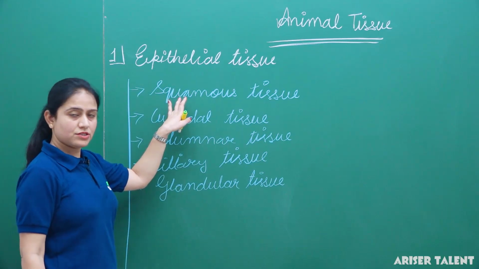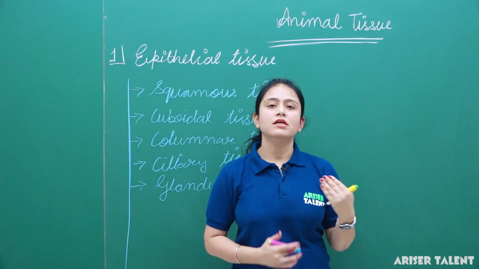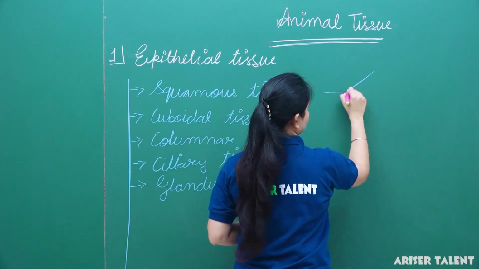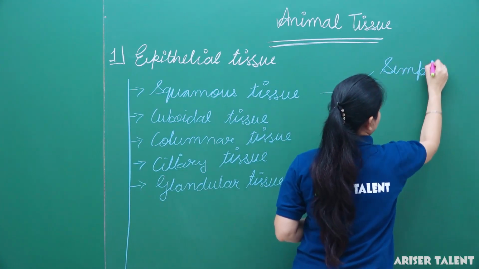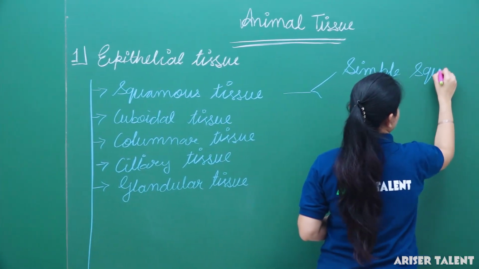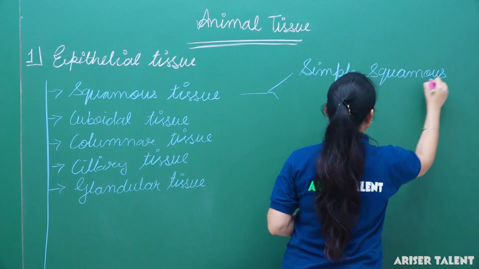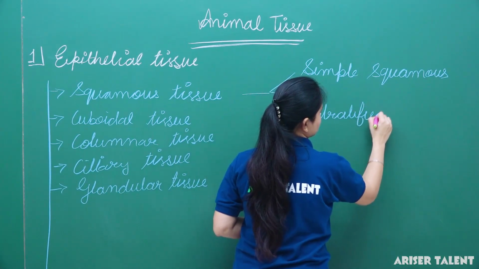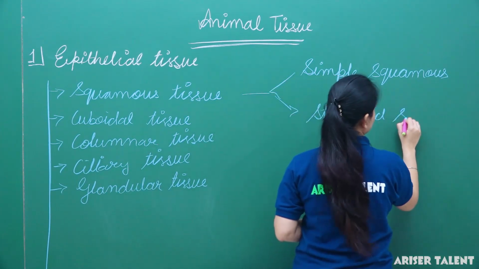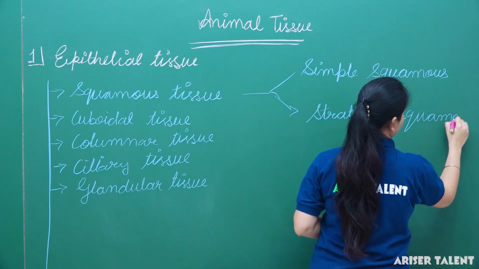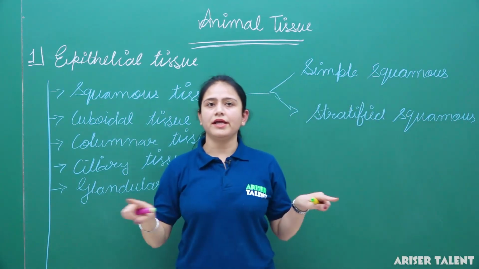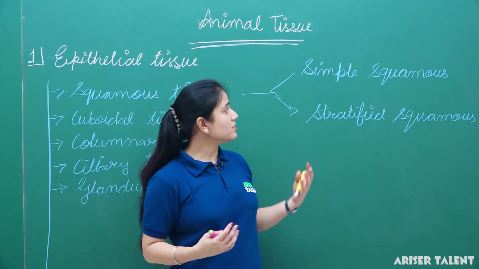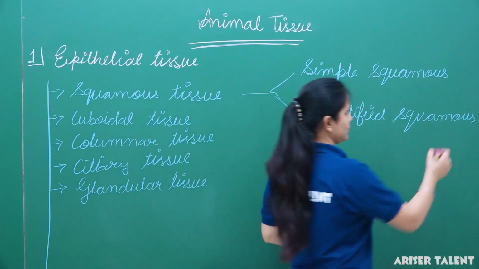As we talk about squamous tissues, they are again of two types: simple squamous and stratified squamous. When there is a single lining, these are made up of thin and flat cells. When there is a single lining of the squamous tissues, these are called simple squamous tissues.